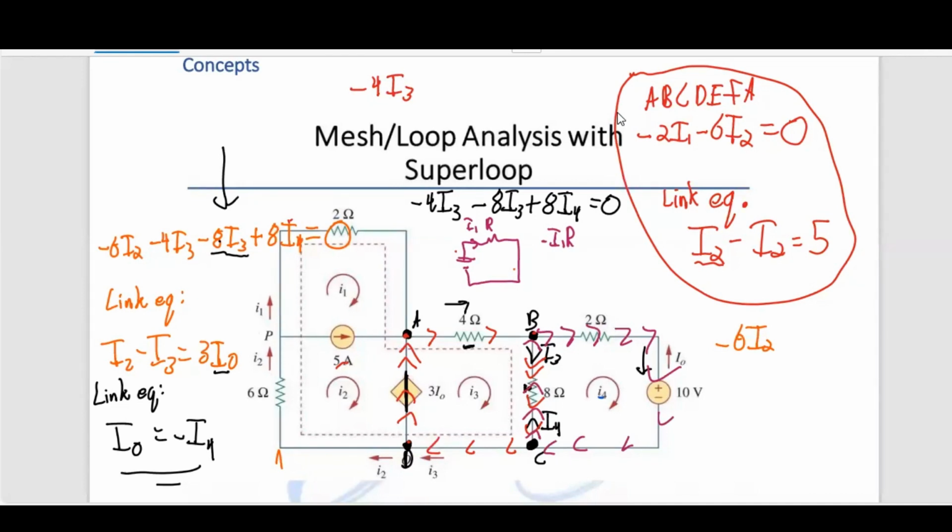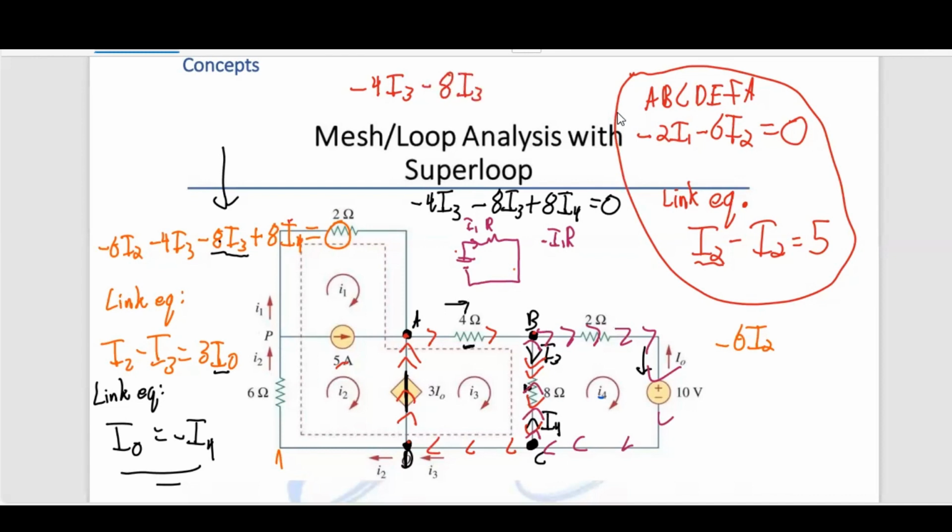And what you notice with the 8 is that you have the purple going in the opposite direction to I3, and you have the red going in the direction assumed for I3, right? So just like we did before, any resistor that I3 goes through will be negative. Just like we did before, real simple. So that'll be minus 8 I3.